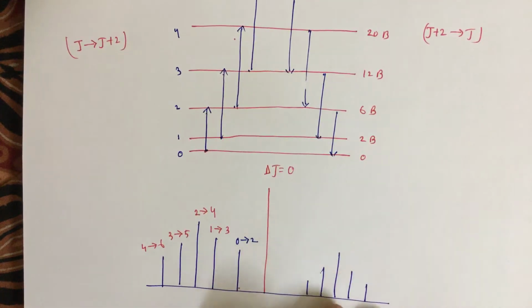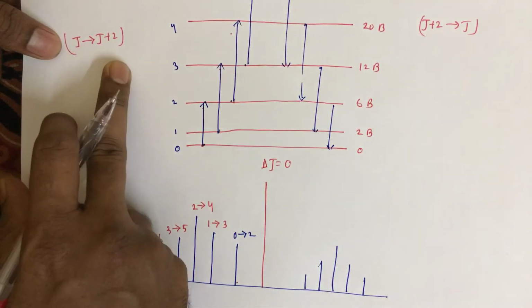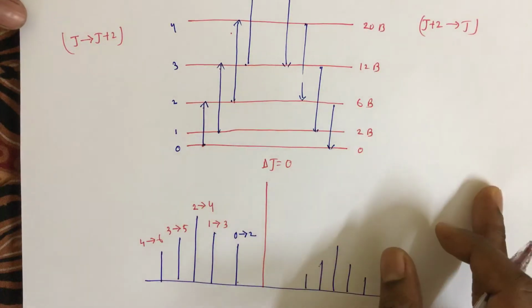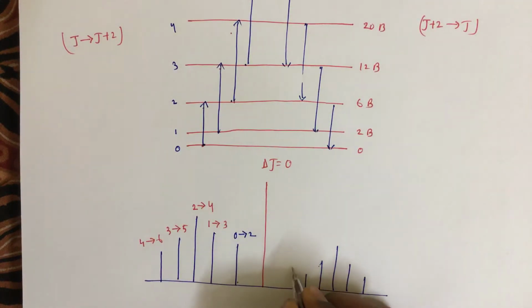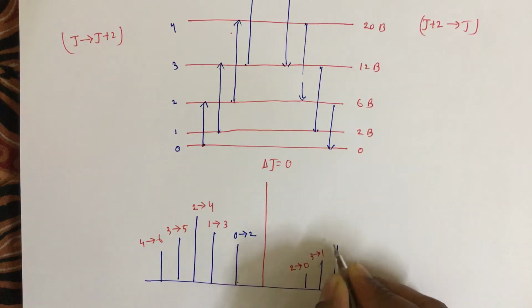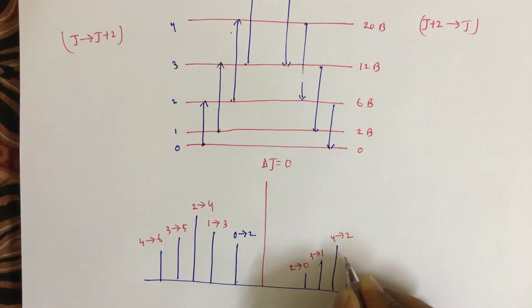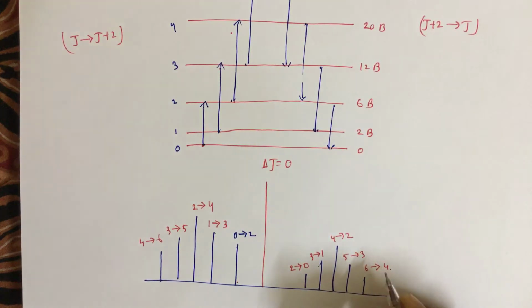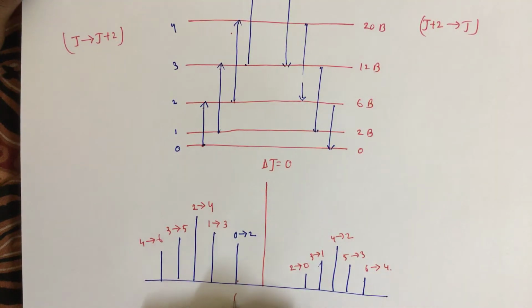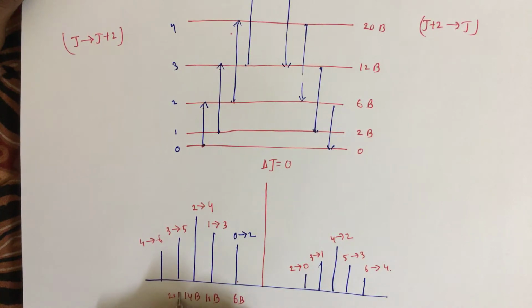Similarly here, this is from J to J plus 2, and this will be J plus 2 to J, and it will be a reverse. So this will be 2 to 0, and this will be 3 to 1, 4 to 2, 5 to 3, and 6 to 4. Now this will be 6 beta, 10 beta, 14 beta, 20 beta, and 22 beta.